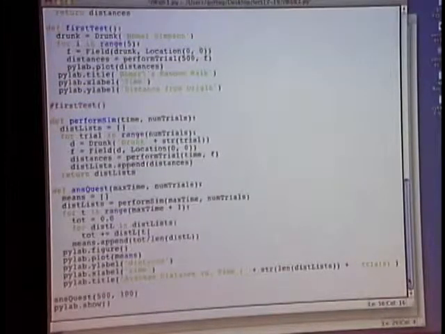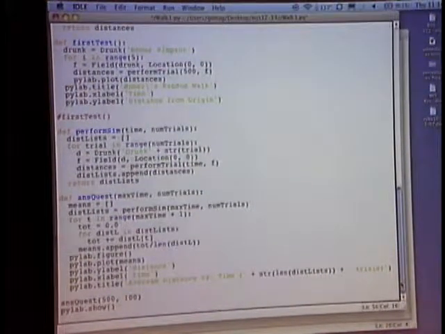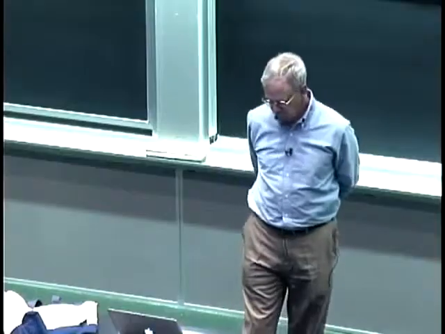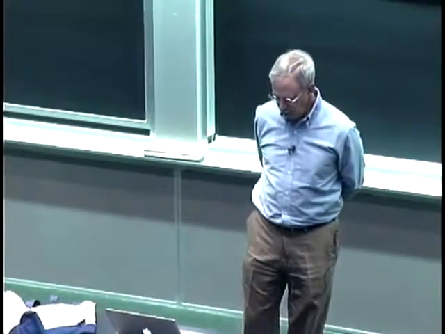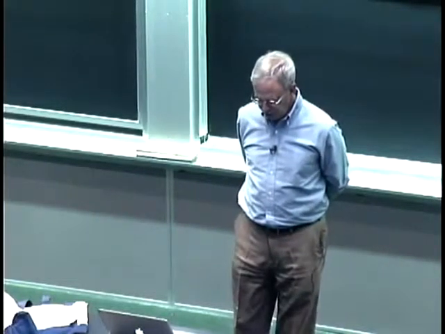So perform sim, sim for simulation, takes the amount of time, the number of steps for each trial, plus the number of trials. It starts with an empty list, dist, short for distances here, saying so far we haven't run any trials, we don't know what any of the distances are. And then for trial in range number of trials, it creates a drunk. And I'm putting the trial as part of the drunk's name, just so we can make sure that the drunks are all different. Then I'm going to create a field with that drunk in it at location 0, 0. And then I'm going to call perform trial with the time in that field to get the distances.